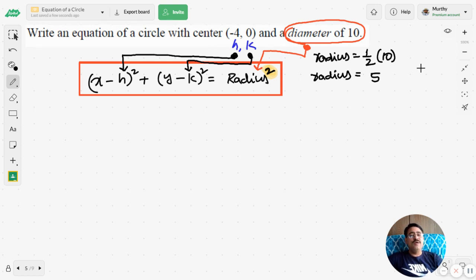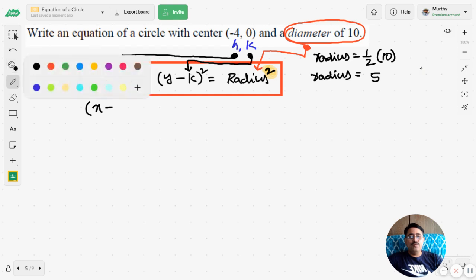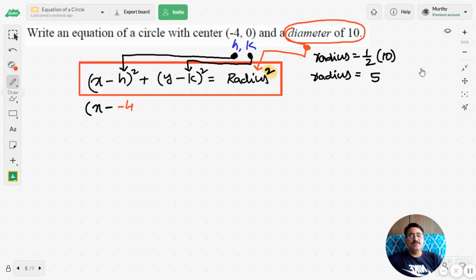You see, the value of h is negative 4. So x subtract negative 4. So please be careful with the signs. So x subtract negative 4 square plus y subtract... What is the value of k? You see that is 0.